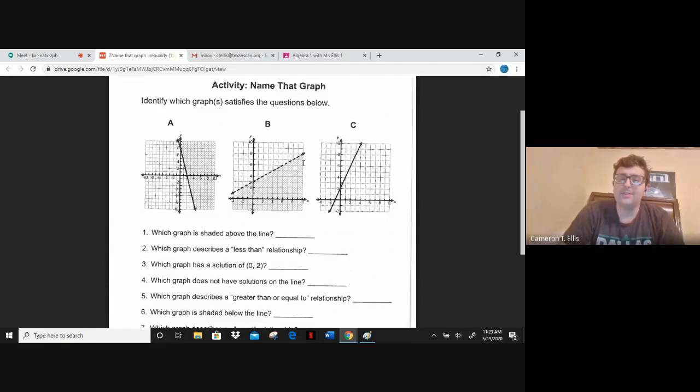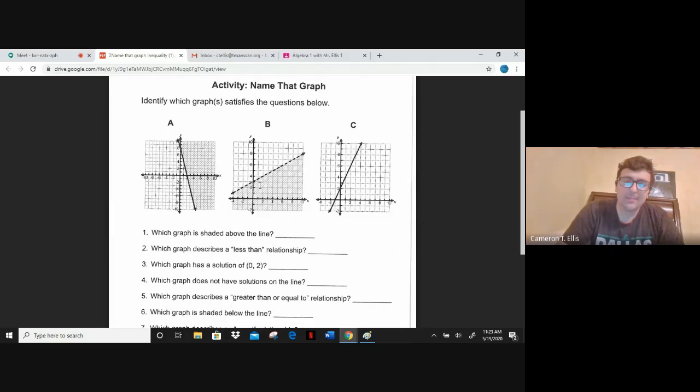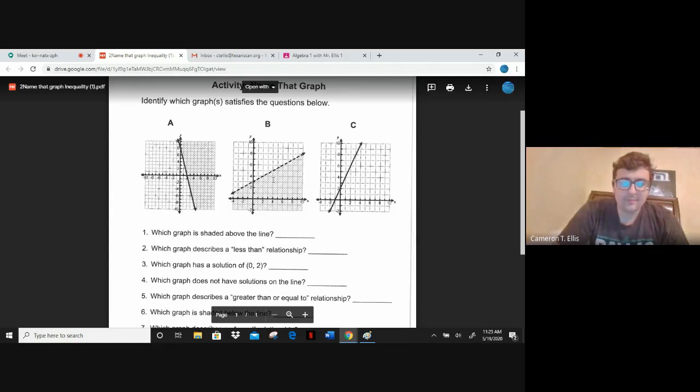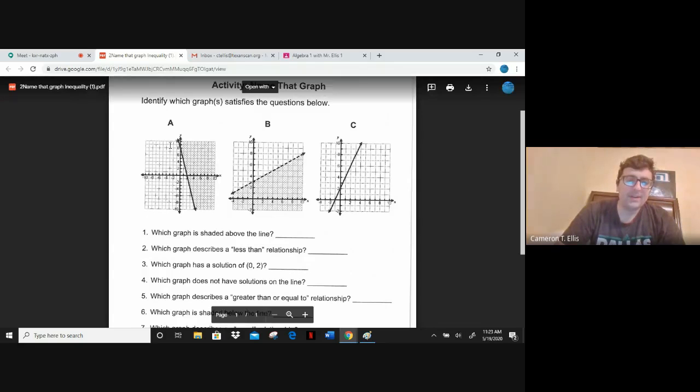Let's eliminate a couple answers right away, right? Shaded above the line. Is C shaded at all? It doesn't look like it. And B, is that shaded portion above the line or below it, right? What does it look like to you? It kind of looks below the line to me, okay? And let's look at A, right? Process of elimination, it can't be B, can't be C. I think we can maybe figure out from there, right?